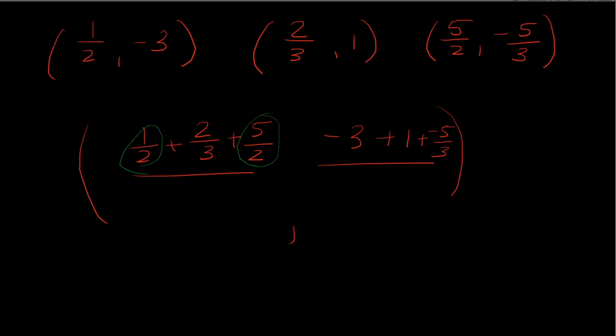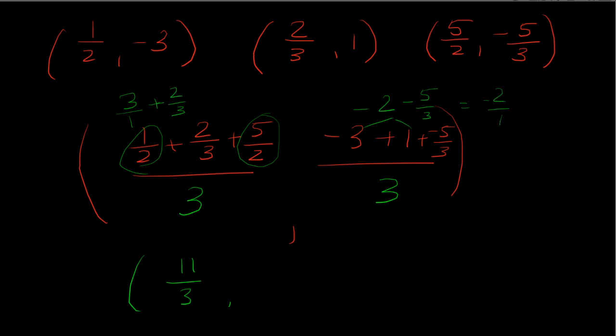Okay, so we have 1/2 plus 5/2 is 6/2. That's just 3. So I can think of that as 3 over 1 plus 2/3. That's going to be 11 over 3. And now we do negative, let's divide by 3. We do negative 3 plus 1 is negative 2. And then we're going to subtract that with 5/3. So you can think of that as negative 2 over 1 minus 5/3. And that would be negative 11 over 3.